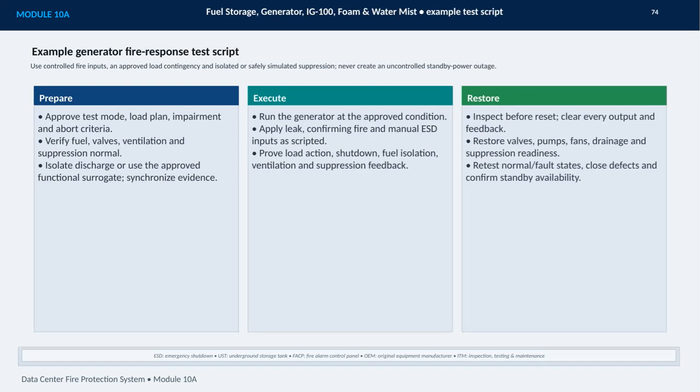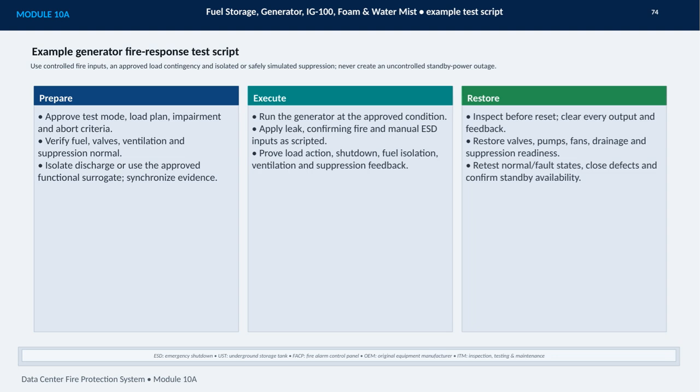This slide presents an example generator fire response test script with a clear sequence: prepare, execute, and restore. The central principle is never create an uncontrolled standby power outage. Testing should use controlled fire inputs, an approved load contingency, and either isolated suppression discharge or a safely simulated functional surrogate. During preparation, I would approve the test mode, load plan, impairment controls, and abort criteria.